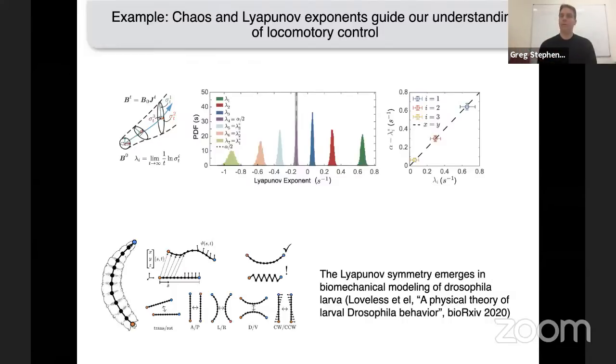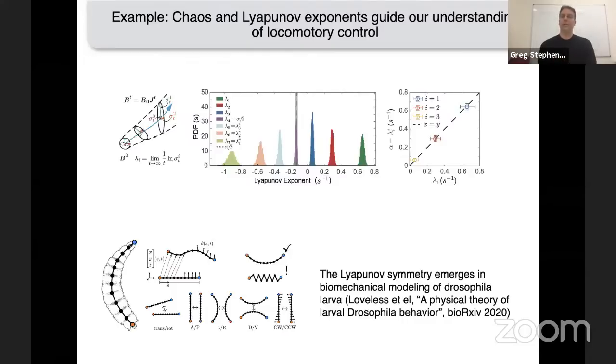In the wiggling motion of C. elegans, this is remarkably informative. You find chaos, so you find two positive exponents that drive the worm in a chaotic fashion, giving you variability. You have a corresponding set of exponents that are negative, corresponding to dissipation. And perhaps most importantly, these exponents come in a very particular form where they're symmetric about a particular point. So they're symmetric about a dissipative point.